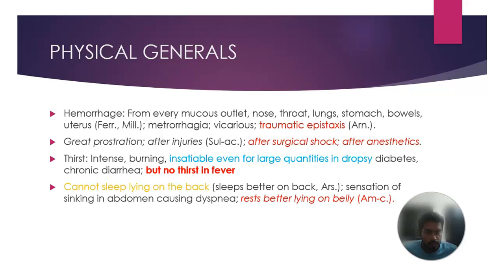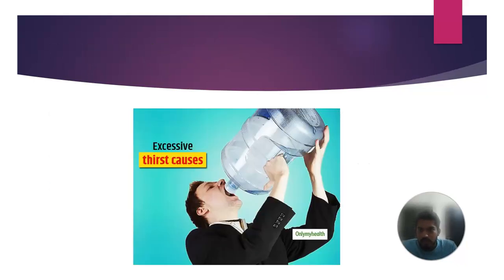Now, he has a problem lying on the back. What happens is he has some kind of sinking sensation in the abdomen causing dyspnea. So to counteract this problem, he rests better on the belly. That means he sleeps on the abdomen. Again seen in ammonium carb.